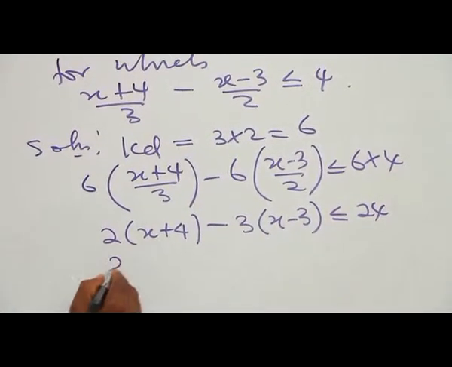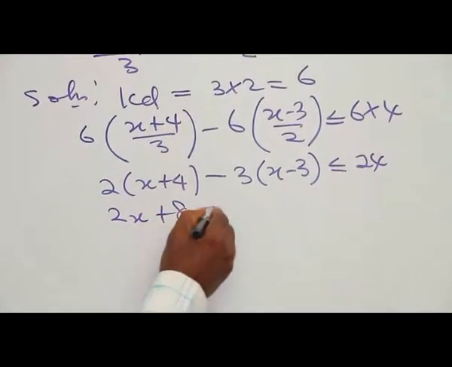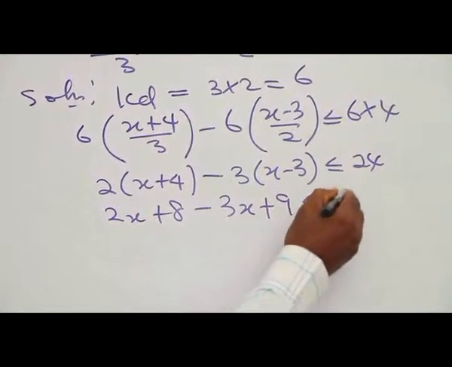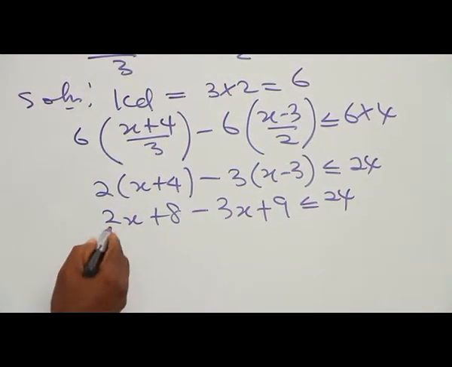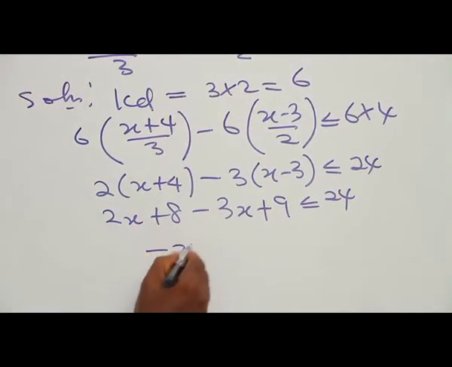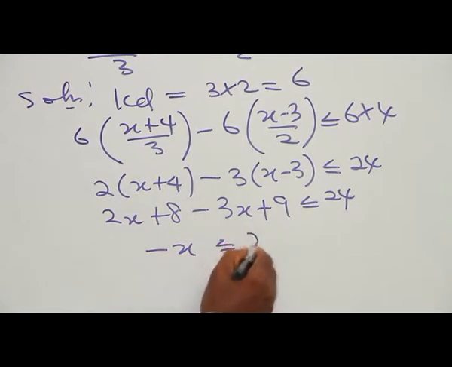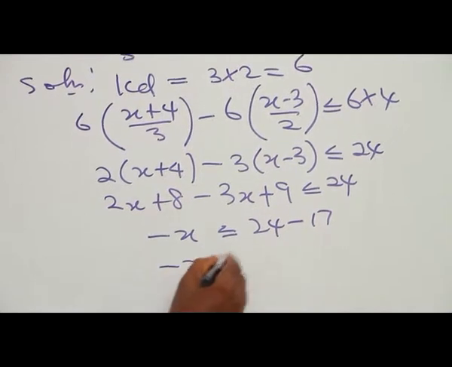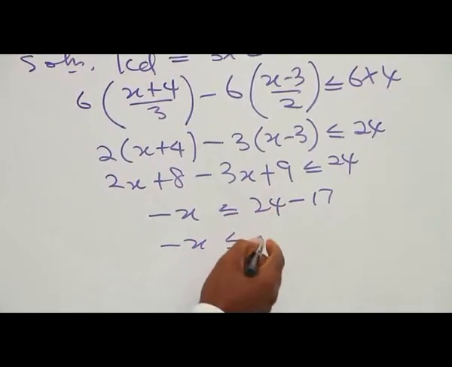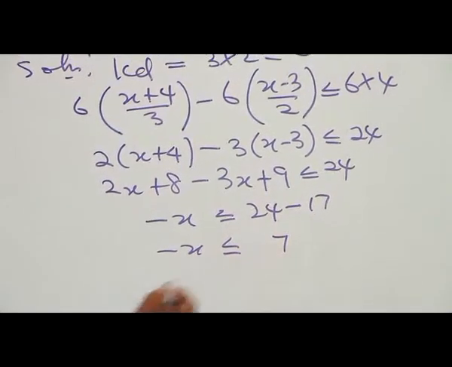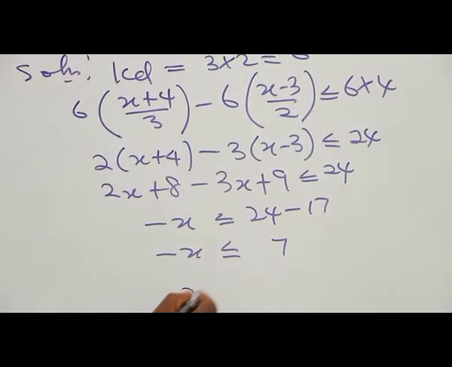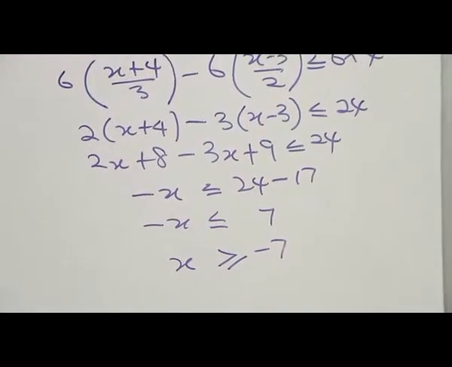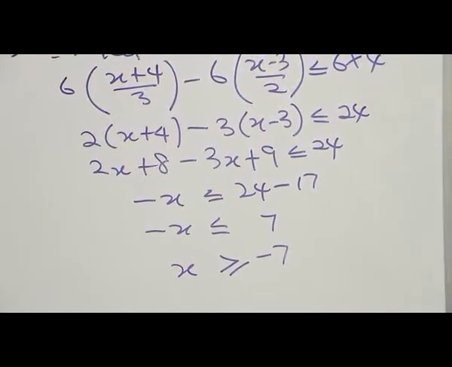Now open the bracket, that is 2s plus 8, and that is minus 3s plus 9, less than or equal to 24. 2s minus 3s is minus s, less than or equal to 24 minus 17. So minus s is less than or equal to, if you subtract this, you have your 7. So your s will be greater than or equal to minus 7, dividing all through by minus 1.